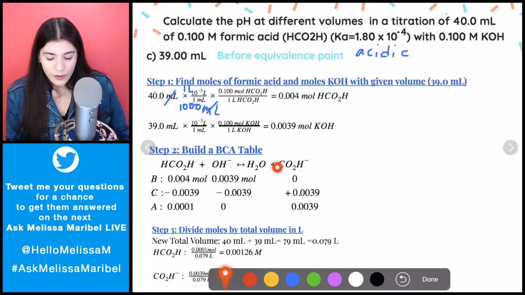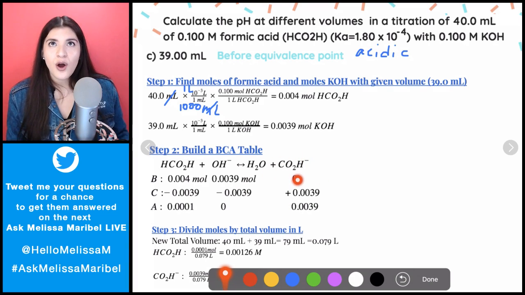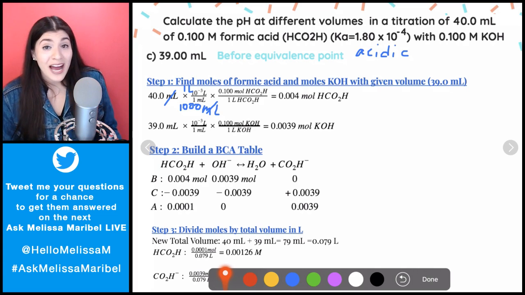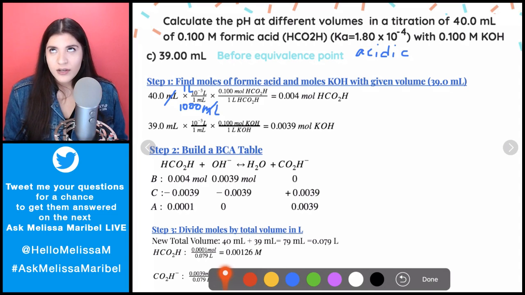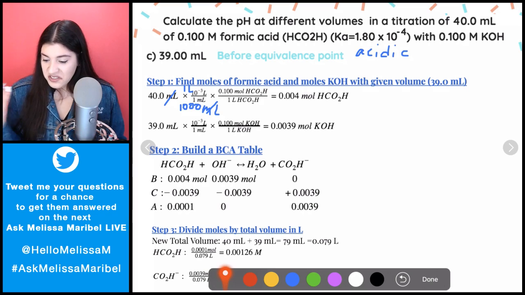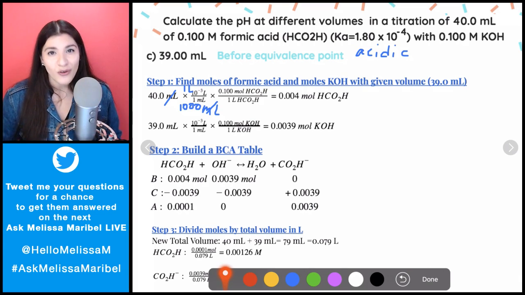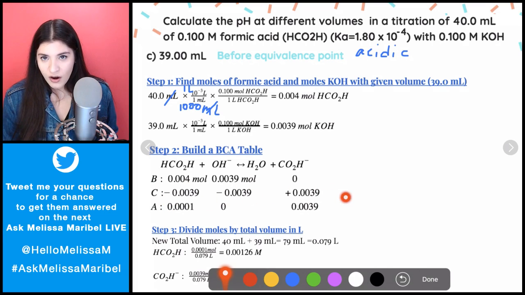I don't care about water either. Now the next part is to place a 0 here, because we don't know how many moles we have just yet, since we haven't produced it yet. Then the next thing is our change. What's changing? The thing that's definitely not changing is the moles of our formic acid, because we haven't added any more volume. What we keep changing in this question is the volume of our base. So our change has to be the moles of our base. I'm going to subtract that on our reactant side and add it on our product side.